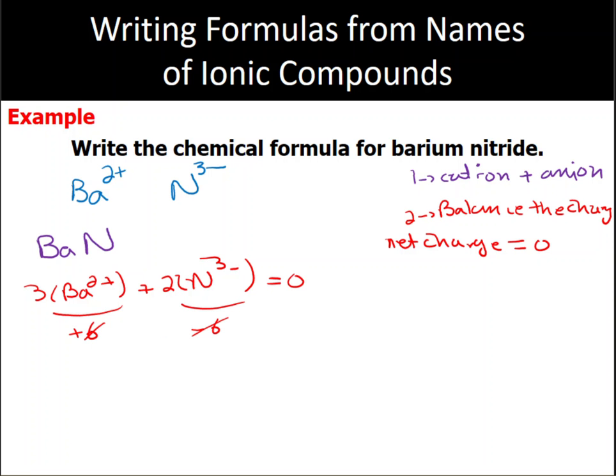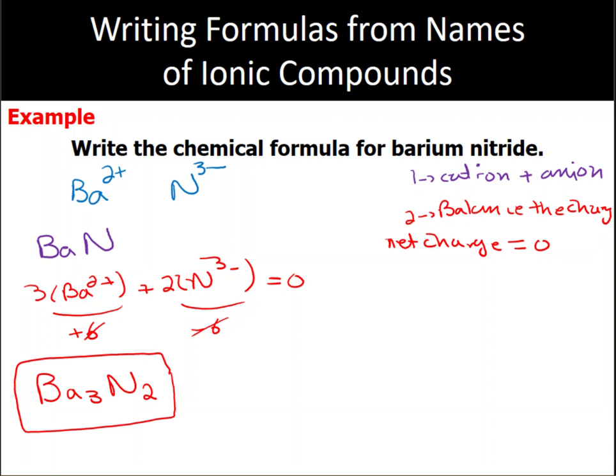Now, how do I show in my chemical formula that I need 3 barium and 2 nitride ions? You use subscripts to represent the number of each ion you have. Since I needed 3 barium, barium has a subscript of 3, and I needed 2 nitride, so nitrogen has a subscript of 2. This is the correct formula of the ionic compound composed of barium ions and nitride ions.